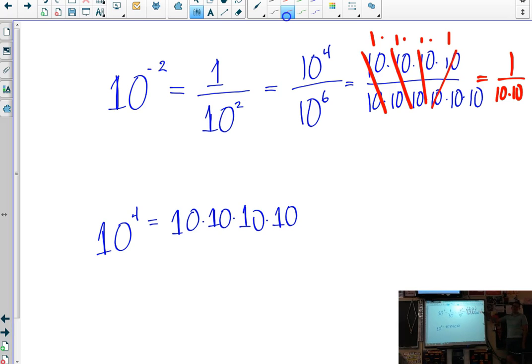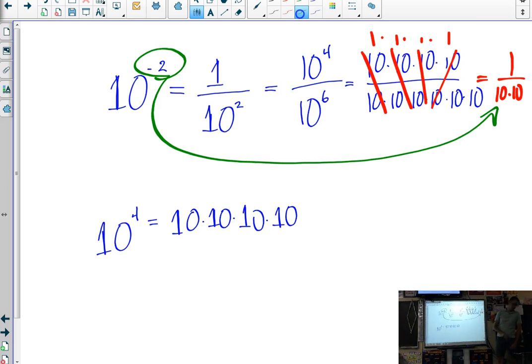The negative exponent is used to represent repeated, essentially, division. But it's repeated multiplication in the denominator. So what this is really saying is divide by 10 twice. Instead of multiply by 10 4 times, divide by 10 2 times. Or this, divide by 5 6 times. Divide by 5, divide by 5, divide by 5, divide by 5, divide by 5.